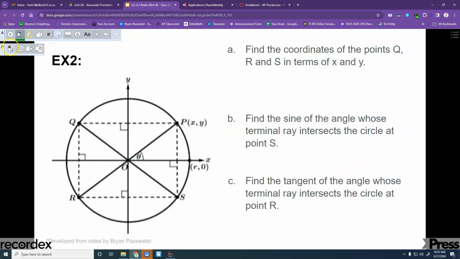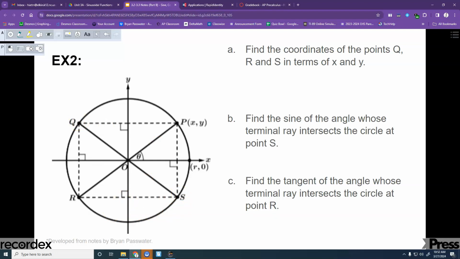Okay, for this one, we don't have any numbers other than the 0 that's given right here. They've drawn this rectangle inside of the circle. The first thing it asks us to do is find the coordinates of the points Q, R, and S in terms of X and Y. So Q, R, and S are these points here.